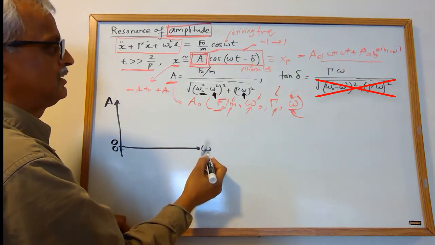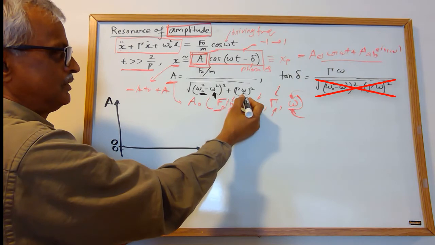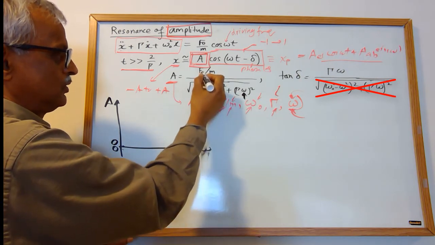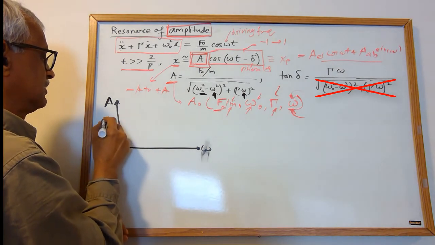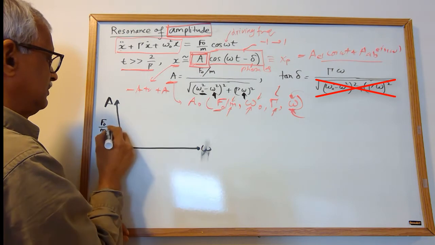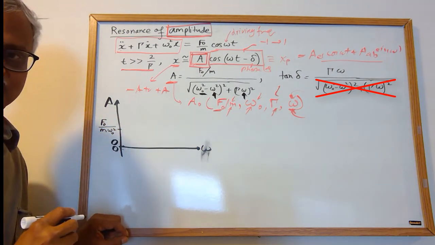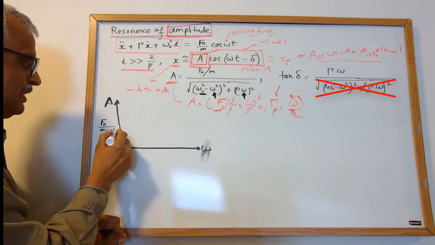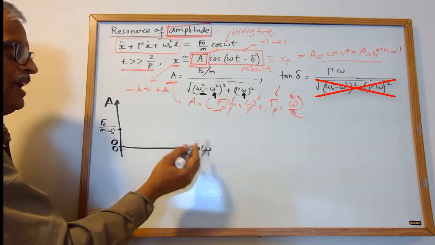So when omega is 0, you can see this is 0 and this is 0, so this is just omega naught. So over here I get F naught over M, and what comes out is M omega naught square, right? So that's when omega is 0. What's not clear is what will happen later.